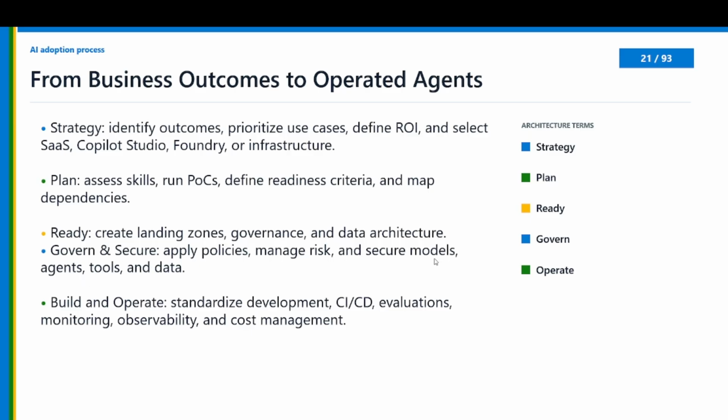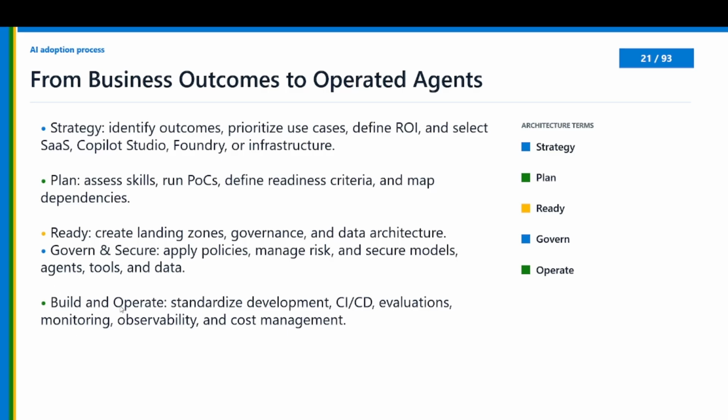After securing models, choose the agent. So choose the agent that you want to build. Is it one agent? Two agents? Three agents, and so on. Choose your agent, choose your tools, and choose the data that you want to connect to. So make all these things ready in terms of governance and security.